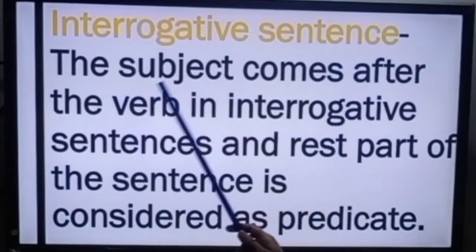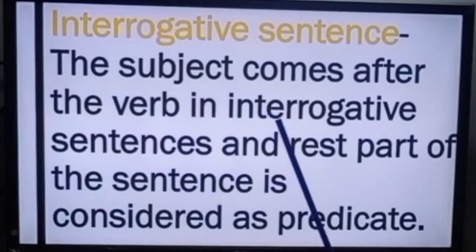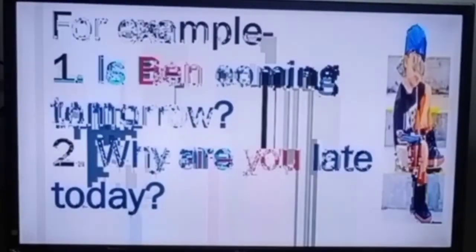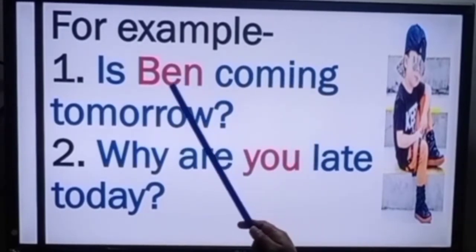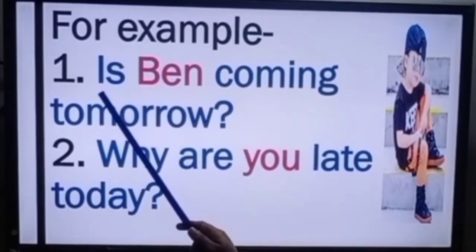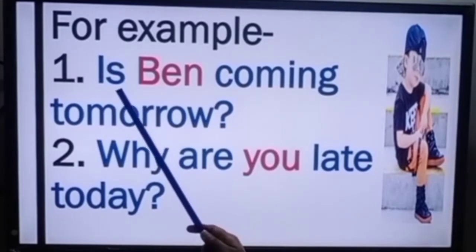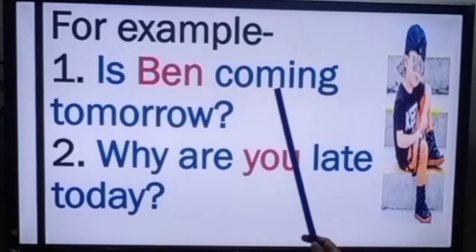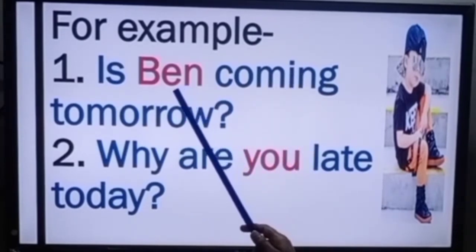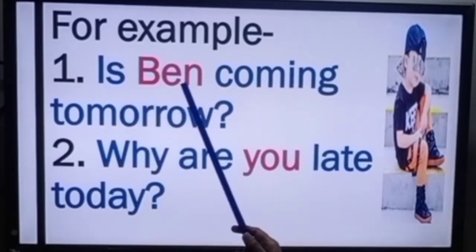Interrogative sentence. The subject comes after the verb in interrogative sentences and the rest of the sentence is considered as predicate. For example, is Ben coming tomorrow? Why are you late today? So in this example, Ben is the subject that is written after the helping verb is, or you can say that Ben is the subject that is written between the helping verb and main verb. So the placement of subject is after the verb.